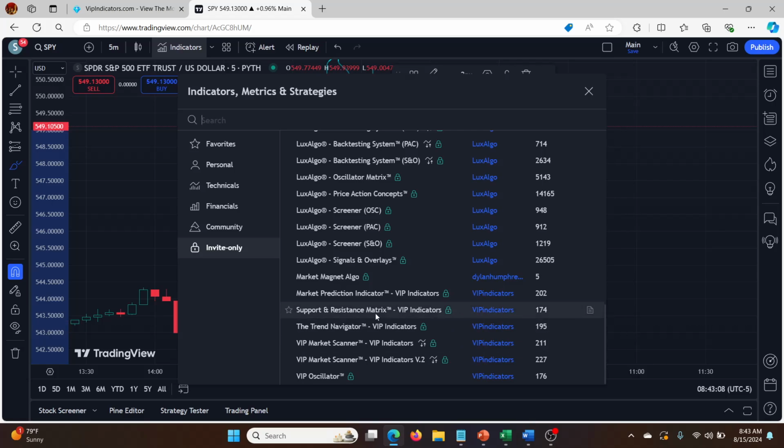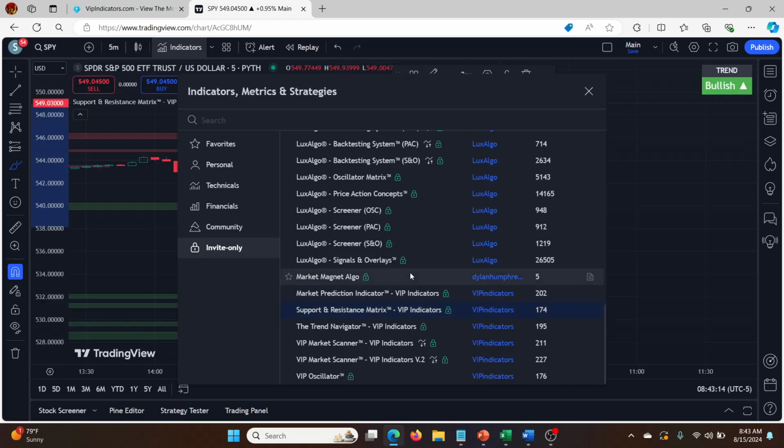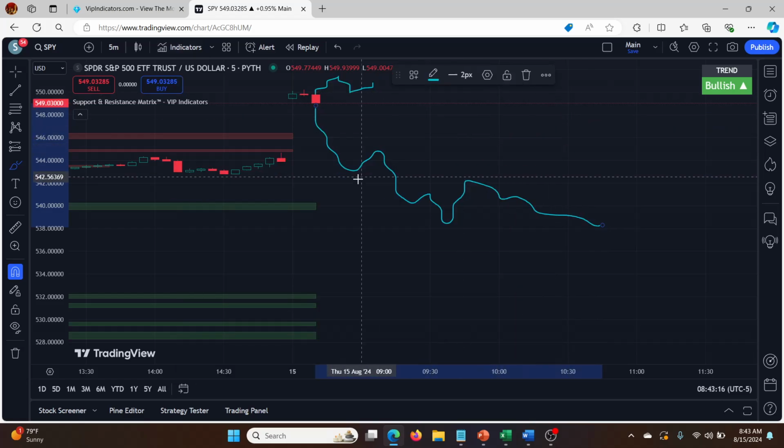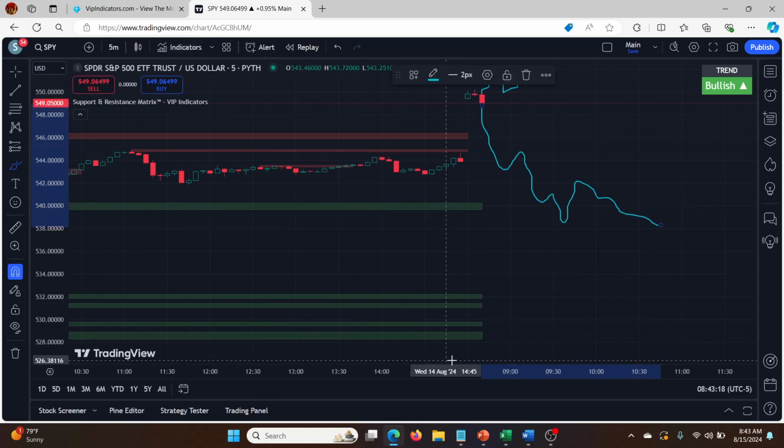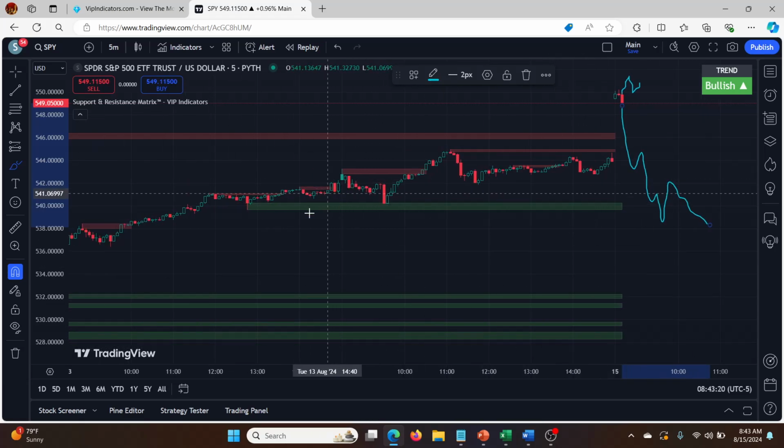the support and resistance matrix is really boring. All of these indicators have it. I've not found them to be that useful, but maybe you guys do. It basically marks support and resistance levels, so you can see that sometimes it works and sometimes it doesn't.